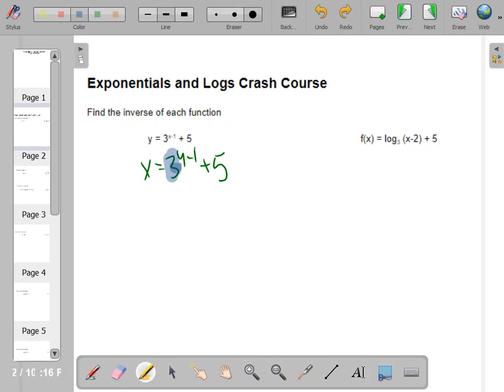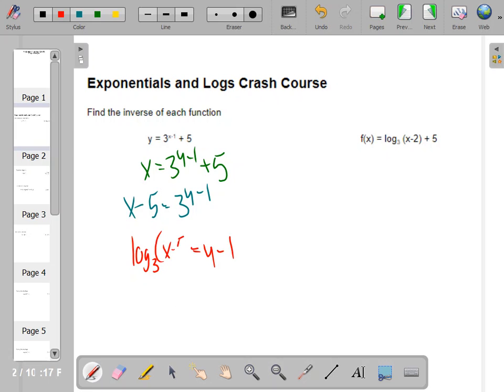So to do that, you need to get this exponent by itself. So I'm going to subtract 5. Now on the left side, I have x minus 5. On the right side, I have 3 to the y minus 1. You have a base 3 exponent, so what you need to do is convert this to a log. You need to have a base 3 log. 3 to the y minus 1 equals, we're taking the base 3 log of x minus 5.